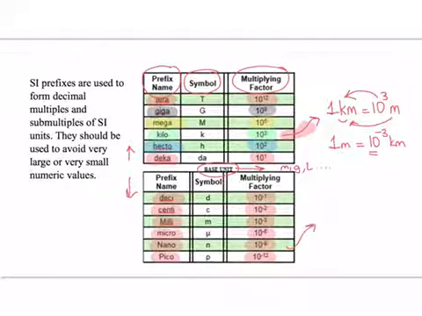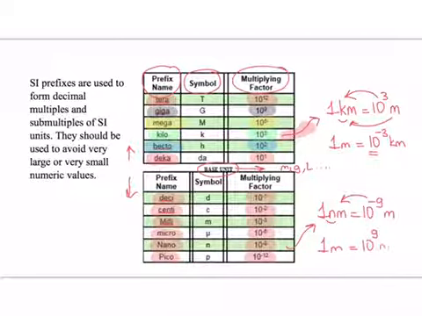Let's do an example from the smaller prefixes. For example, nano. 1 nanometer will be equal to, the meaning of nano is 10 to the -9, so 10 to the -9 meter. So 1 meter will be equal to, take 10 to the 9 to the left side, 10 to the 9 nanometer.